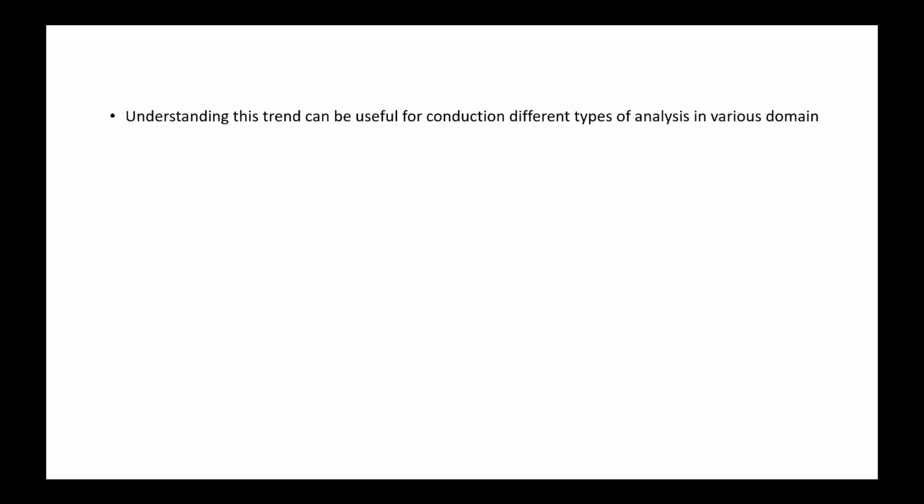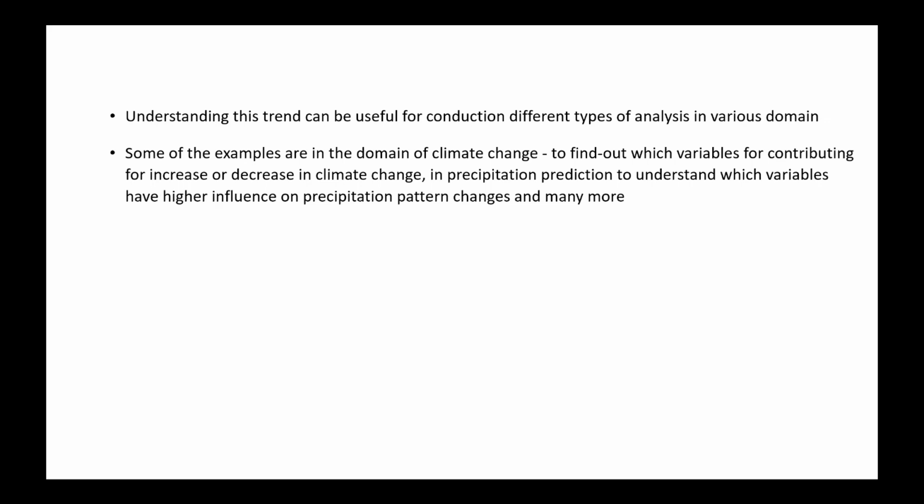So if we go to the other context as well, this can be used in various domains of analysis, as I've mentioned in the given example, although it was not a very correct example, but it generally gives you a picture of what analysis we can do. So some of the examples which we can see is many people have been hearing about climate change recently. So this concept of trend analysis or understanding the correlation can be used in that context as well, to find out which variables are influencing this climate change.